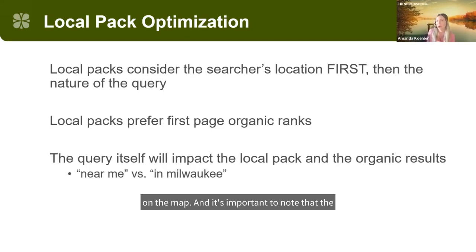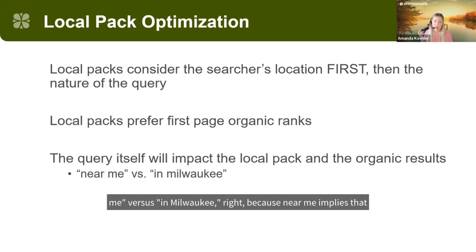It's important to note that the local pack will differ if you search things like "near me" versus "in Milwaukee," right? Because "near me" implies that I want something really close to me. Coffee near me versus coffee in Milwaukee, those are very different searches, and I may be looking for very different results as a user. So Google's going to change the local pack based upon the way that somebody searches.